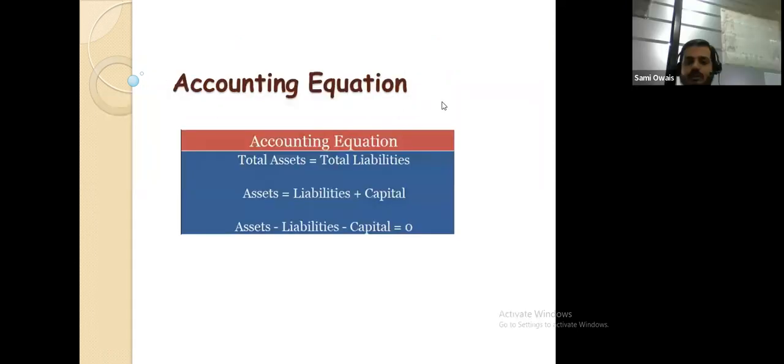Moving on to the accounting equation. If somebody has any good question, you can just keep putting it on the chat box. I'll take it all together. The accounting equation is very important, guys. Whenever we say equation, it has two sides. The first equation, as it says, is that all assets must be equal to the liabilities.